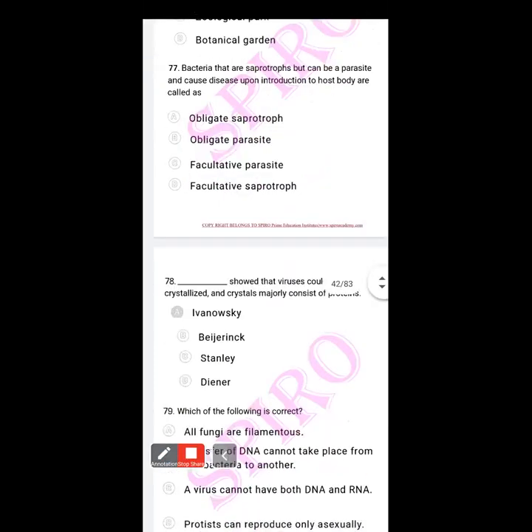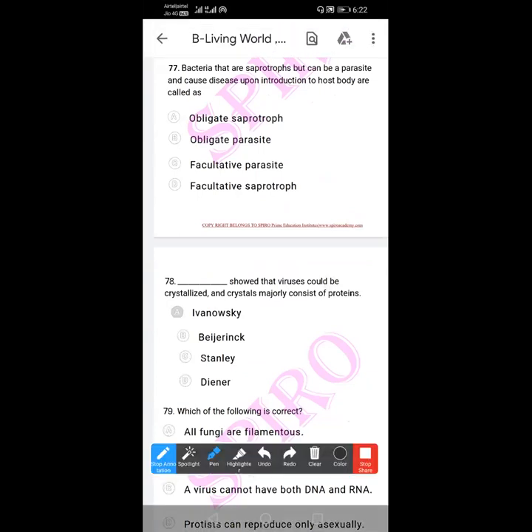Question number 77. Bacteria that are saprophytes but can be parasites and can cause a disease upon introduction to the host body are called as. So the question means here, it can be a parasite, but they are saprophytes. So this means they are naturally saprophytic organisms, but they can also be parasites. So it is a facultative parasitic organism. So the correct option is option 3, facultative parasite.